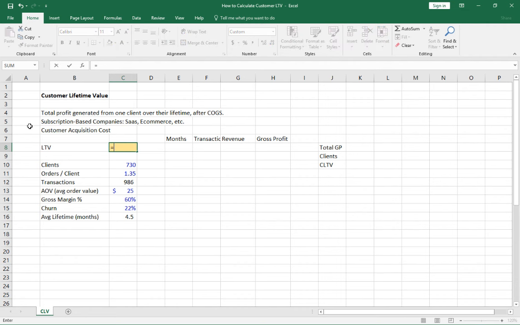So first off, all we need is the number of transactions times the average order value. That would get us our revenue. Then we multiply that by the profit margin. That gets us our overall gross profit. And then we multiply that by the number of months.